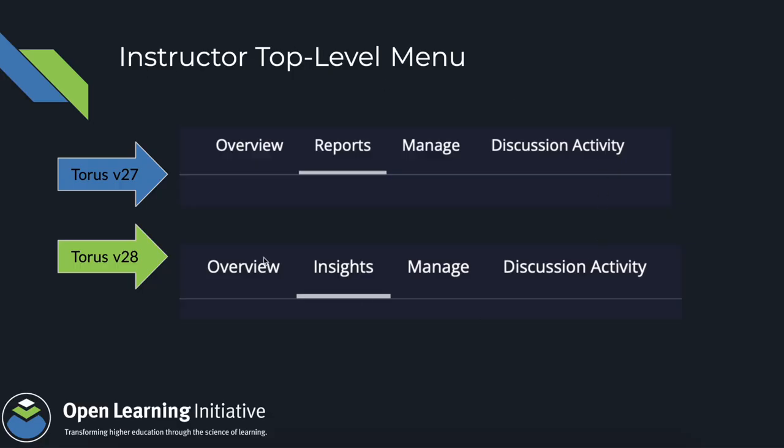So I'm going to start by talking about this top level menu. And the main change here, as you can see, is that we had in version 27 a reports tab, and now there's an insights tab. And when I talk about the second level menu, then again, the main reorganization is going to happen under this overview, and then in this second tab that had been reports in version 27, and is now going to be insights in version 28.